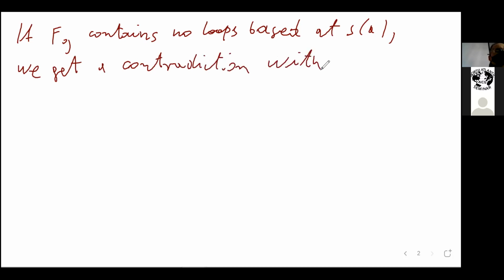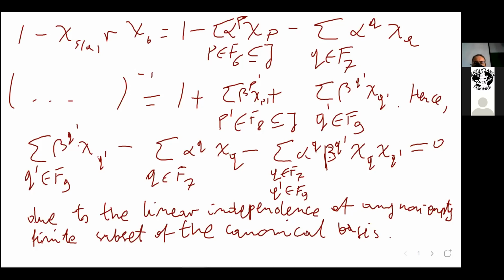With F7 being non-empty. And now I wonder why this is true. Let's look at the formula. Right. Okay. Right.